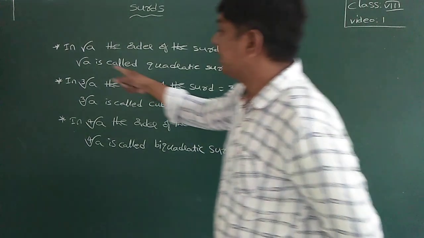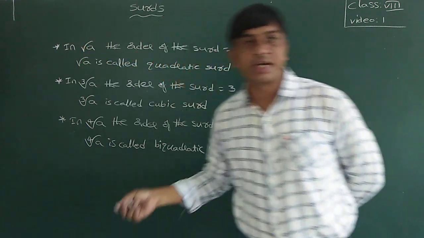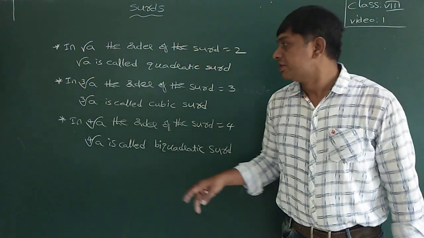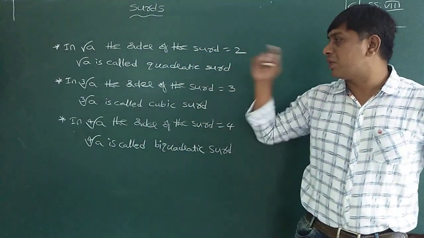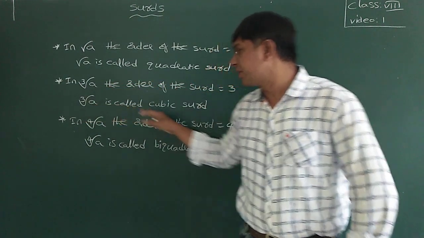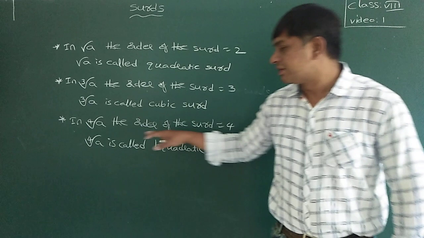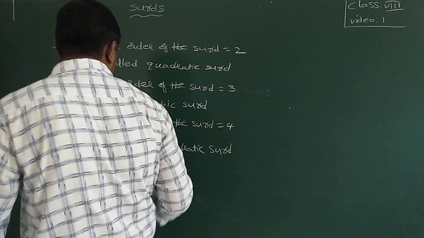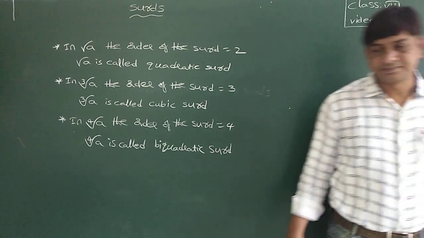If the order is not mentioned, it means 2. If you find nothing in the order place, that is 2 by default, so the order of the surd is 2 and it is called a quadratic surd. In the cube root of a, the order is 3, therefore it is called a cubic surd. In the fourth root of a, the order of the surd is 4, so it is called a biquadratic surd. Am I clear?